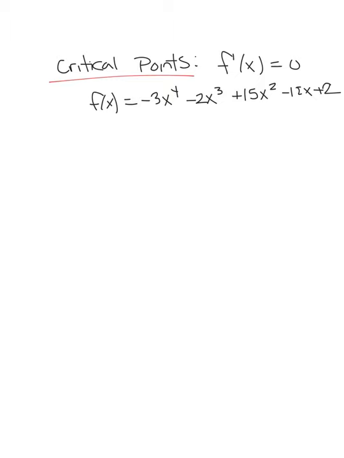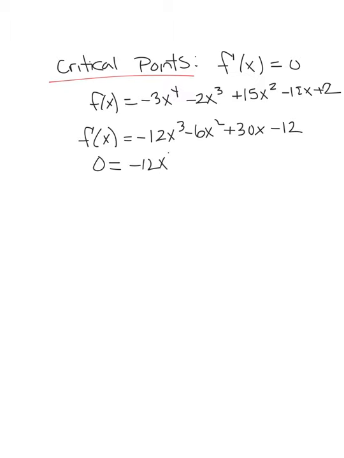Next, we're going to be looking at the critical points. So we're going to be taking the derivative and setting that equal to 0. I just copied in this original function for you. So now when I look at the derivative, I get -12x cubed minus 6x squared plus 30x minus 12. This does make our life a lot easier because now instead of working with a quartic function, we are only working with a cubic function.